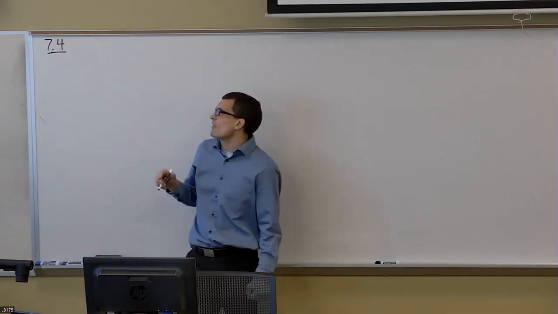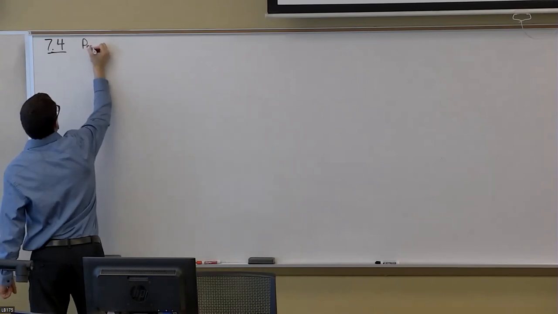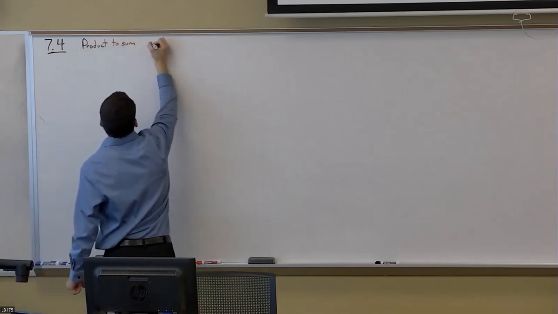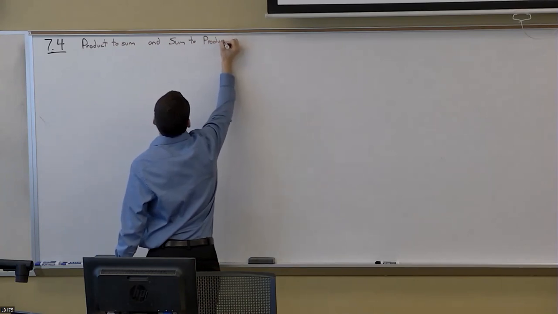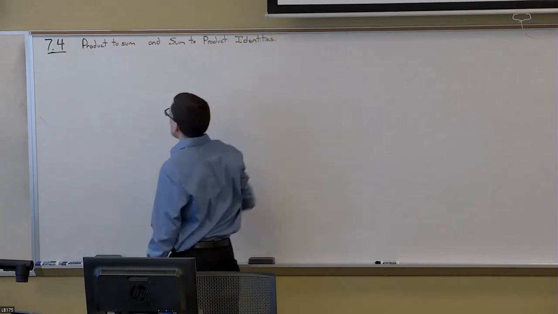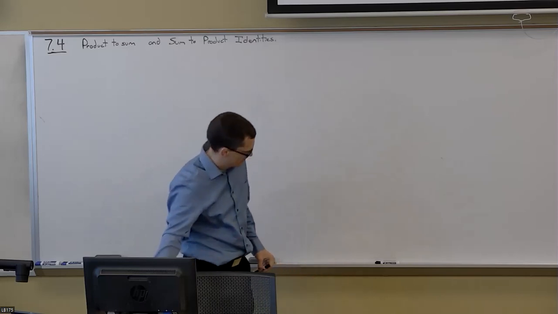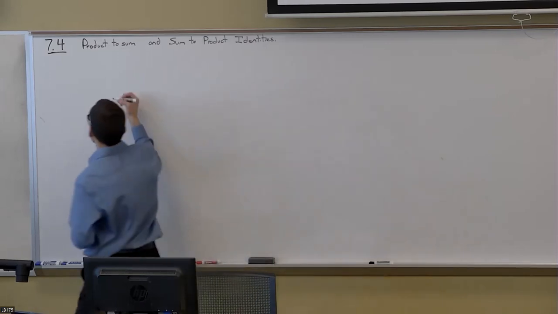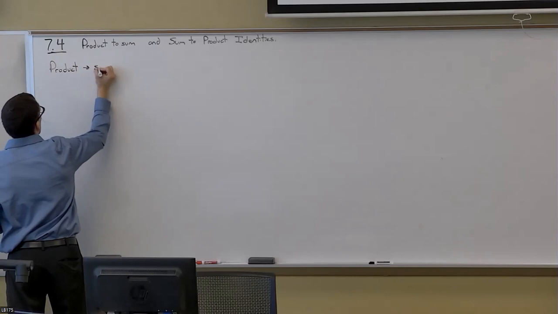So 7-4 are called the product to sum and sum to product identities. I like to do product to sum. And the sum to product identities. All right, let's do the product to sum identities. You can do it in reverse too.